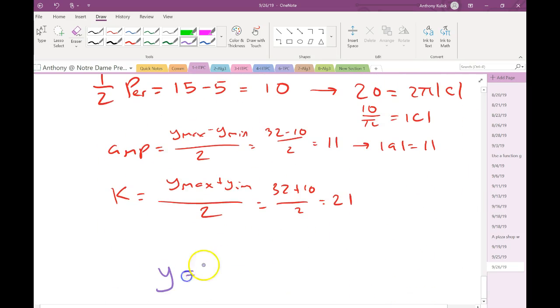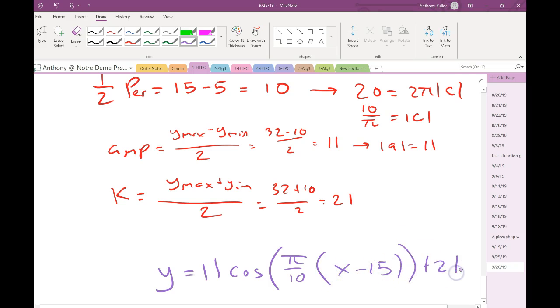So I say then y equals 11 cosine of the reciprocal of c, x minus h plus k.